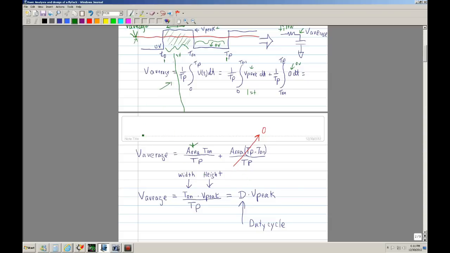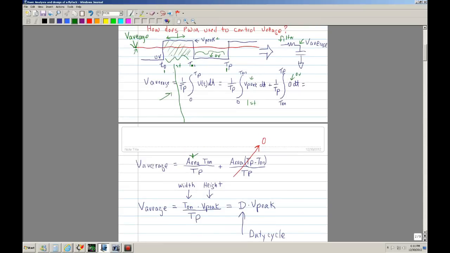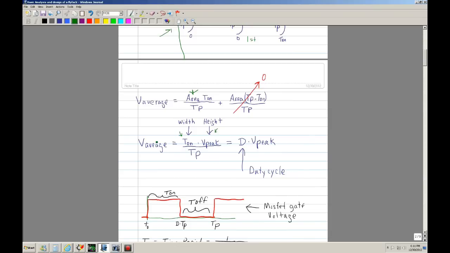So when we're talking about area, what you want to do is get the width of this area, and that area is T on minus 0, which is noted there. And then the height is the height from 0 volts to V peak, which is that there. Okay, and you divide that by the period, and you get that equation, which is really V average equal to T on times V peak divided by Tp.